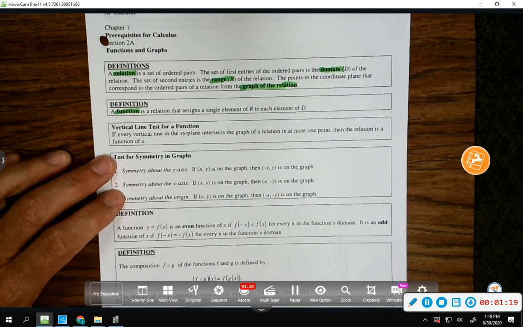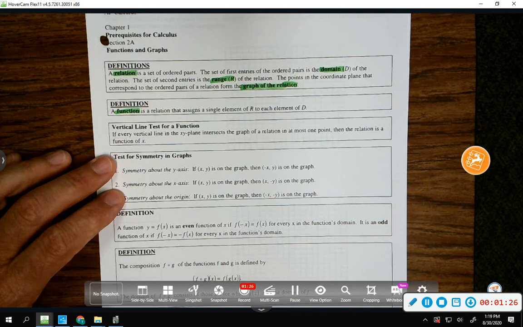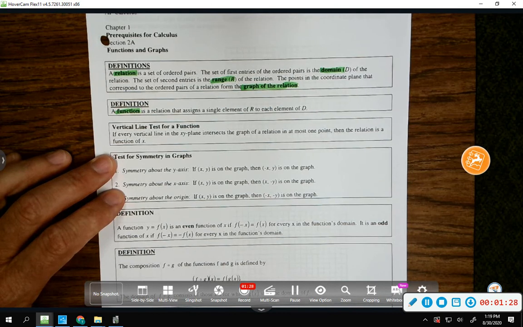The vertical line test for a function: if every vertical line in the xy plane intersects the graph of a relation in at most one point, then the relation is a function of x.